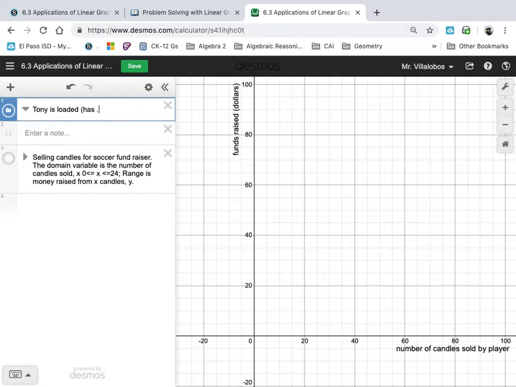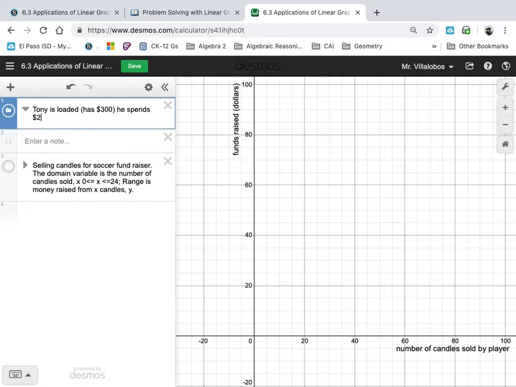He has $300, but it's going to have to last him the whole summer. He spends, what, $20? $20 to eat. Must be going somewhere expensive. To eat.